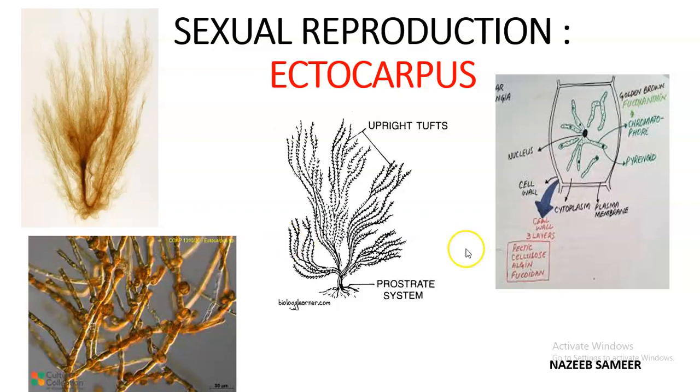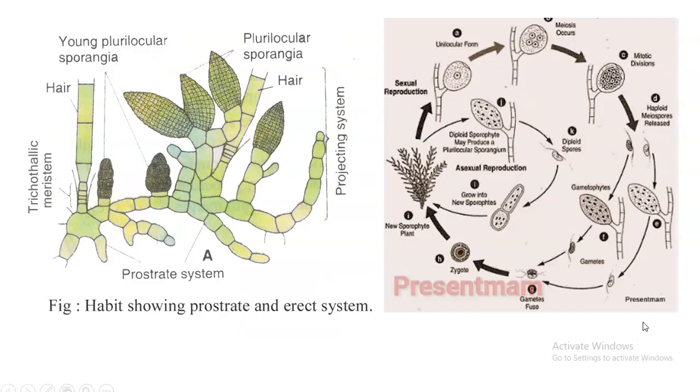We have already seen in our previous lectures about the erect branches and prostrate branches in Ectocarpus. Then we have discussed the components within the cell. Then, as a part of that, we discussed that there are two types of generations. One is sporophytic generation, which is diploid. Then there is haploid generation, which is the gametophyte. This we have discussed as a part of asexual reproduction.